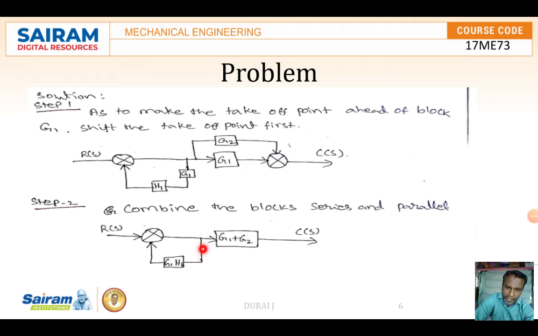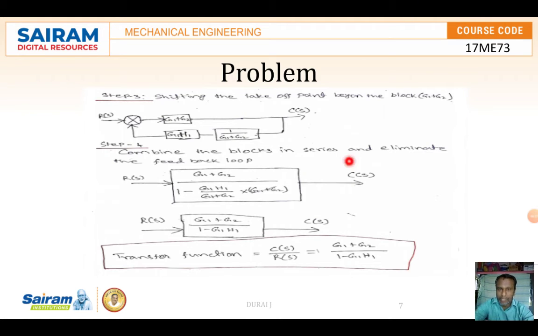So then what to do? Again we move the takeoff point towards the right side. When we move it towards the right side, 1 by (G1 plus G2) should be added over there. Then G1 H1 and these two things will be in series, so we multiply them, and this will become G1 H1 by (G1 plus G2). After combining the blocks, this looks like a feedback loop.